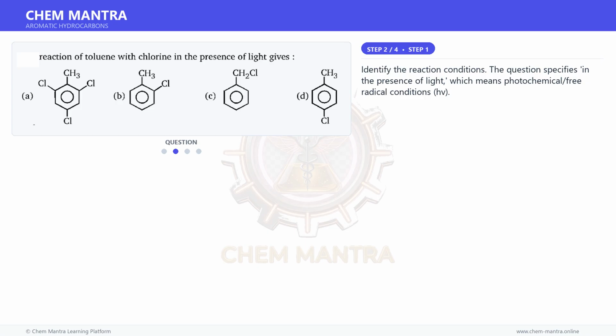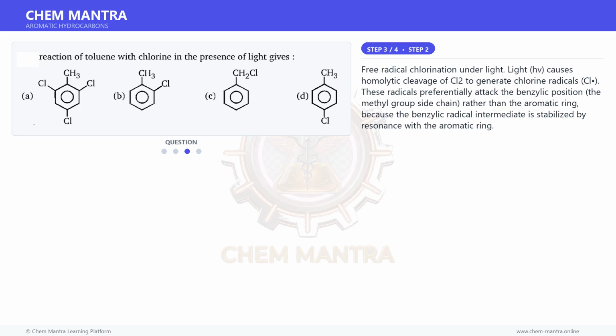Moving on to the next step. Identify the reaction conditions. The question specifies in the presence of light, which means photochemical free radical conditions, hν. Moving on to the next step. Free radical chlorination under light.